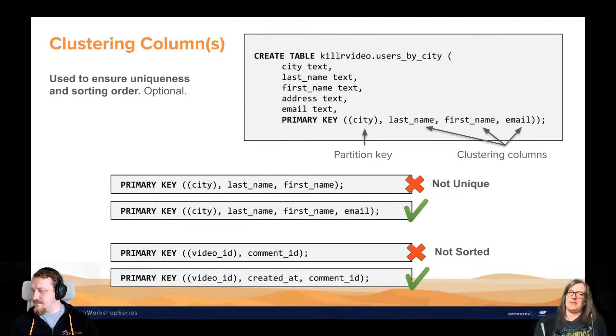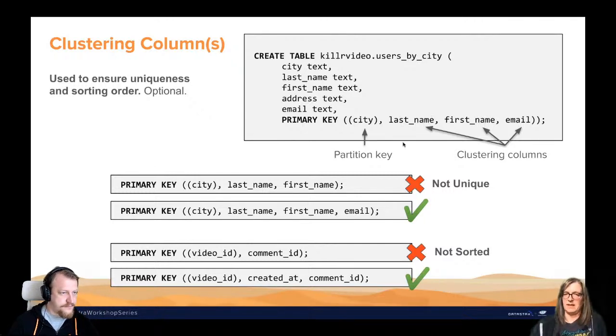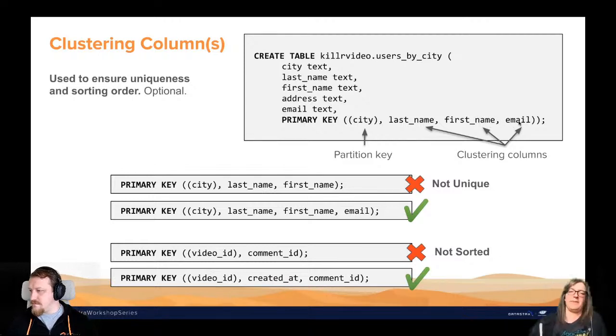Right, now the important aspect of clustering columns. They help you to add uniqueness. In this case, we had the city, but then we give additional uniqueness by having the last name, the first name and the email. But they also serve another purpose: they help you with ordering, in the order of the clustering columns. So within the partition, we would first order everything by last name, and then within those smaller pieces of last name, we sort everything by first name, and then within that, everything by email.